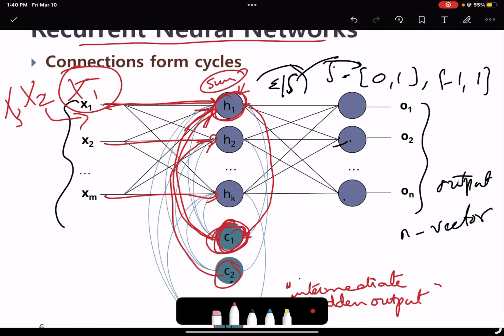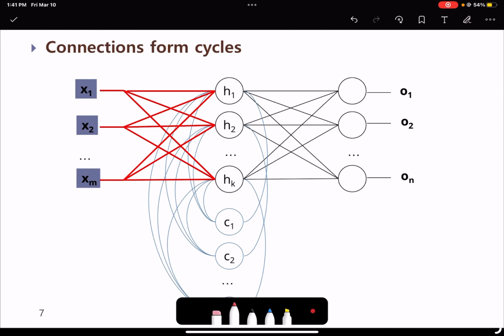So we are talking about how this intermediate output will become a part of the sum. Not only the weight that we have here, for example the 1 to 1 weight, but also the C1 weight will be added, summed up, and then there will be an activation. It will pass through the activation. Let's look at this example.